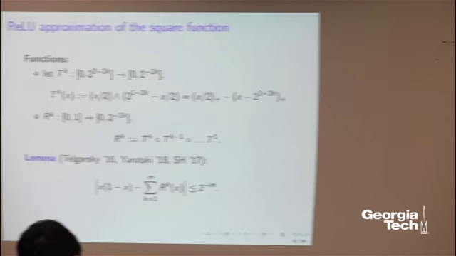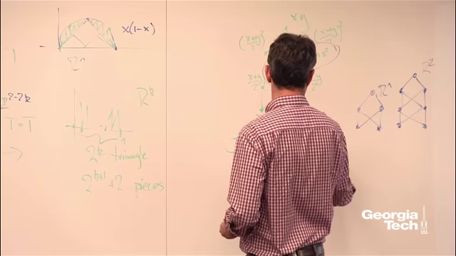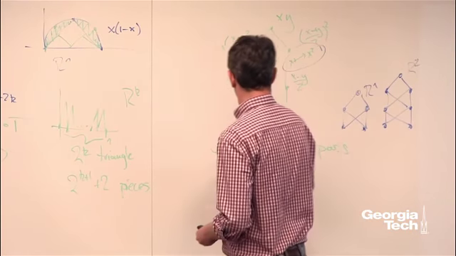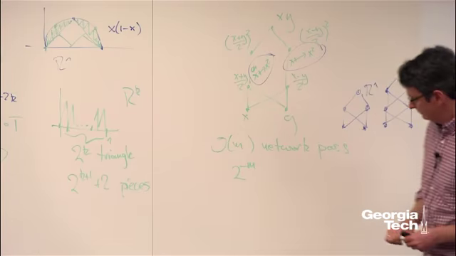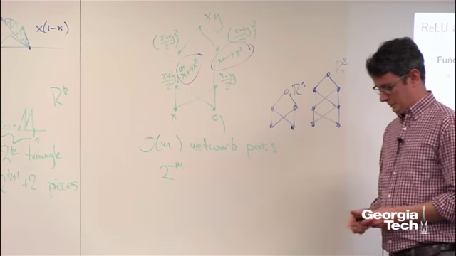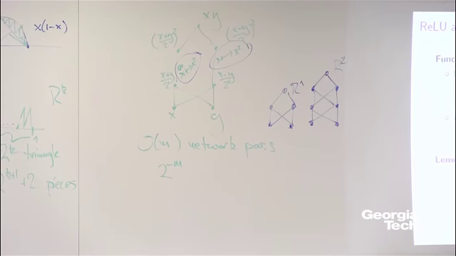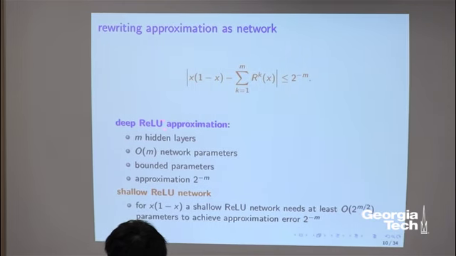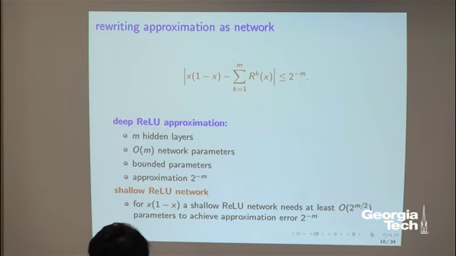You have essentially of the order of m network parameters and you get approximation quality 2 to the minus m. So you see, with few parameters you can get very, very good approximations. Okay, so that's just what I mentioned. With these deep ReLU networks you can do exactly this. And you can compare it with shallow ReLU networks.